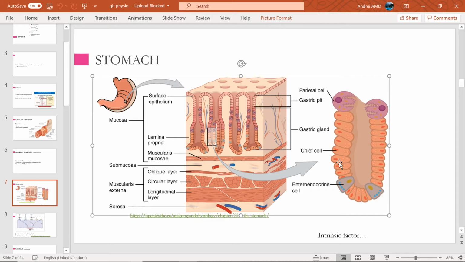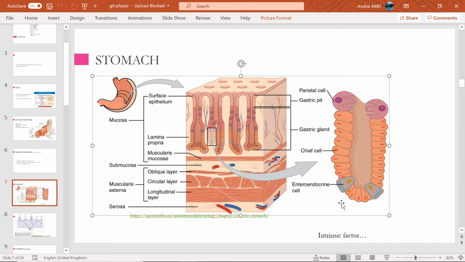And then we have these enteroendocrine cells. I used to confuse this with enterochromaffin cells, but enteroendocrine cells are any cells that secrete hormones in the GIT tract. And depending on what they secrete, they have different names. So for example, if they secrete gastrin, they're called G cells. If they secrete secretin, they're called S cells. But somehow they confuse you.